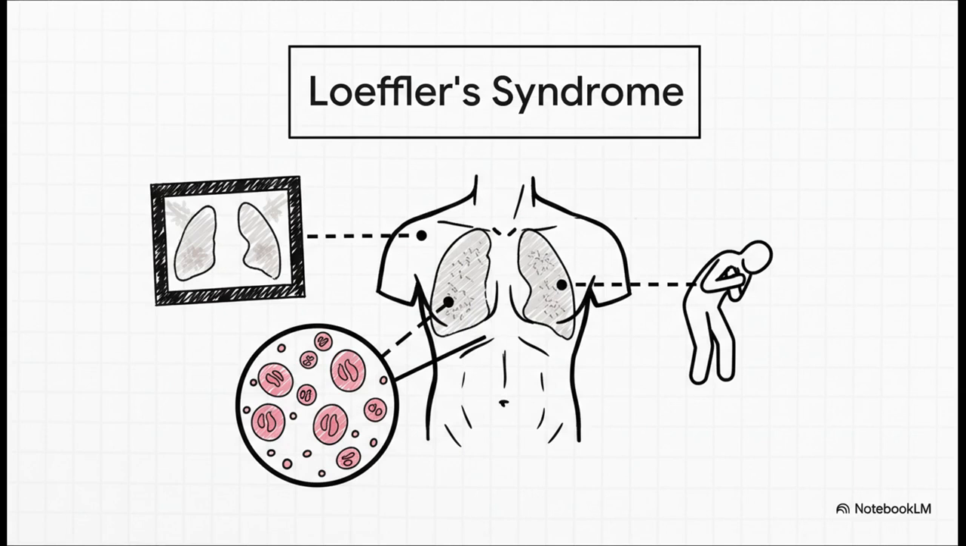For your MCQs, you have got to remember this classic triad. 1, difficulty breathing. 2, patchy shadows on a chest x-ray that seem to move around. And 3, a high eosinophil count in the blood. That combination is a huge red flag for a parasitic lung infection.